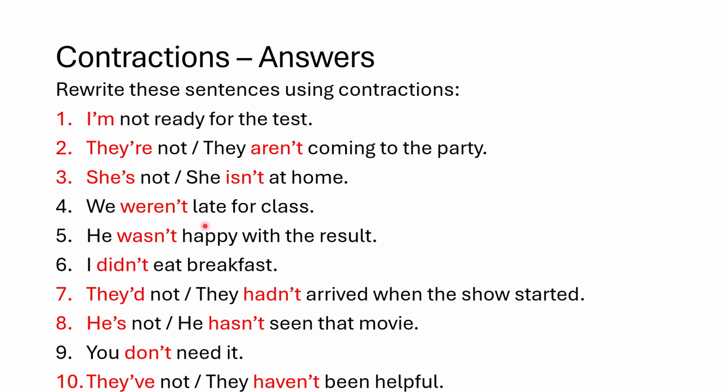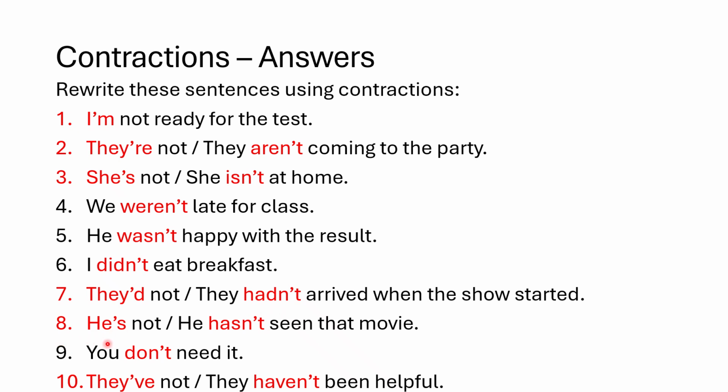4. We weren't late for class. Were not becomes weren't. 5. He wasn't happy with the result. Was not becomes wasn't. 6. I didn't eat breakfast. Did not becomes didn't. 7. They'd not arrived when the show started, or they hadn't arrived when the show started. They had becomes they'd. Had not becomes hadn't.